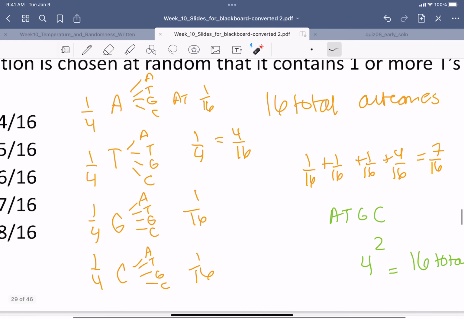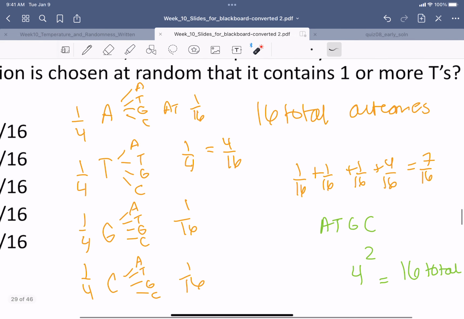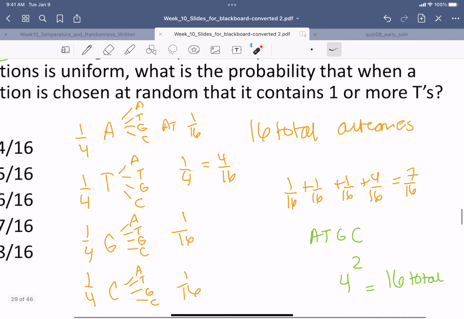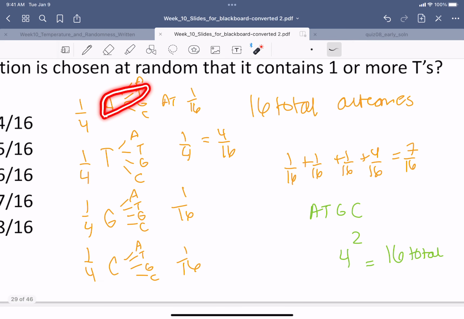For my first base, I could have A. For my second, I could have A, T, G, or C. Same thing here: for my first base, I could have T, and then for my second, I could have A, T, G, C. My first base, I could have G, and then my second, A, T, G, C, and so on. So you could write down all the different combinations, and then we're looking for the ones that have one or more T's. So there's AT, that has one T, so that's 1 out of 16.